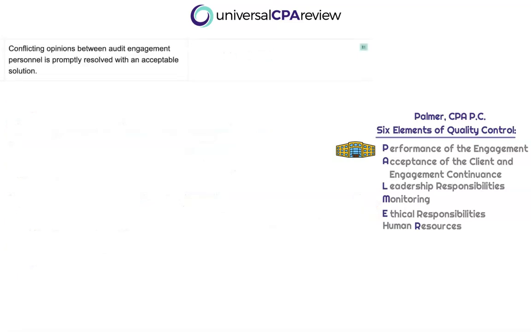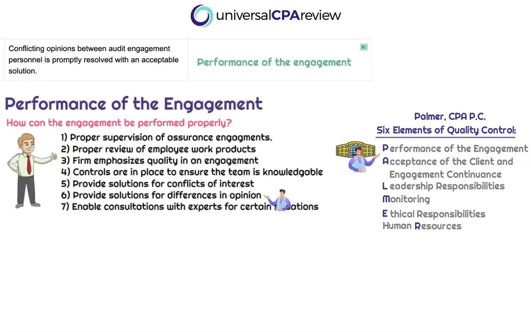Okay, so next up, conflicting opinions between audit engagement personnel are promptly resolved with an acceptable solution. So again, this falls within the characteristics of performance of the engagement. If an audit firm has conflicts of interest or differences in opinion, then they need to be able to provide solutions for those situations. So again, important to note that this has to do with performance of the engagement.